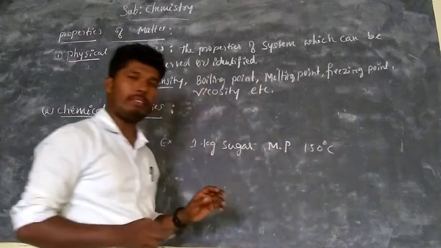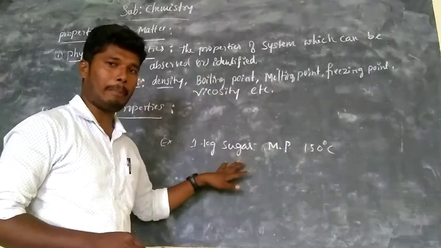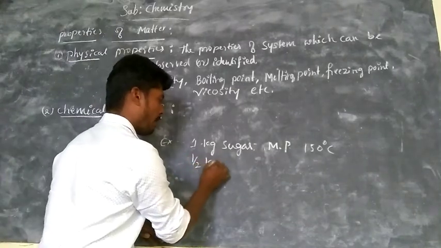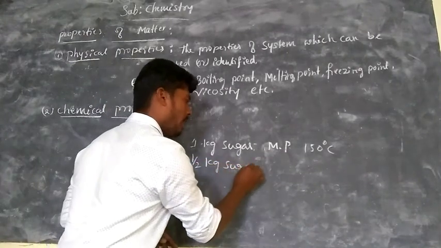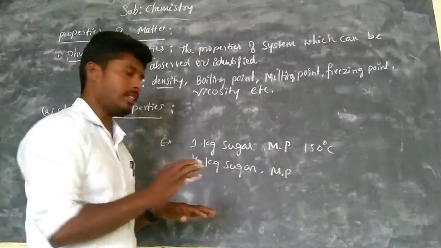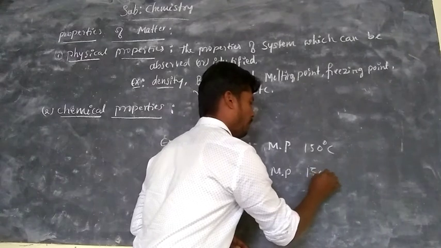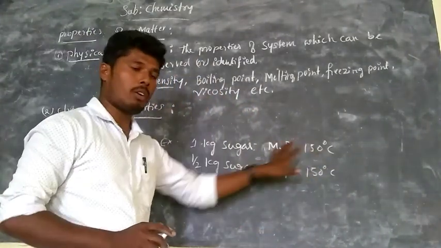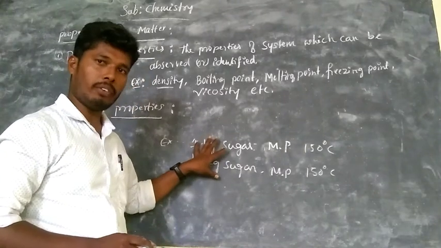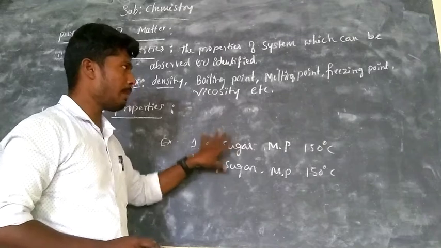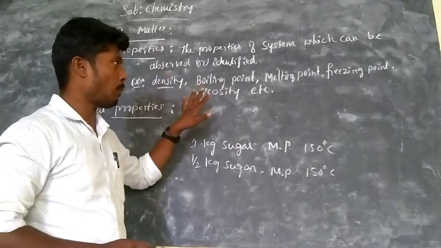Assume you got 150 degrees Celsius as the melting point of sugar. Similarly, take half kg sugar and find its melting point. The melting point doesn't change, you get only 150 degrees Celsius, because the melting point does not depend on the quantity of substance. Hence these are the best examples for physical properties.